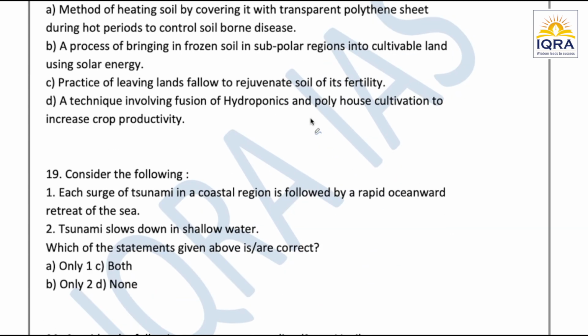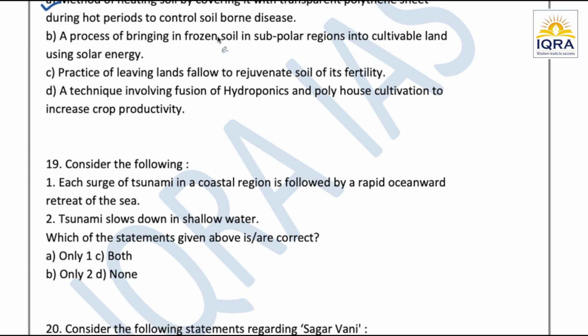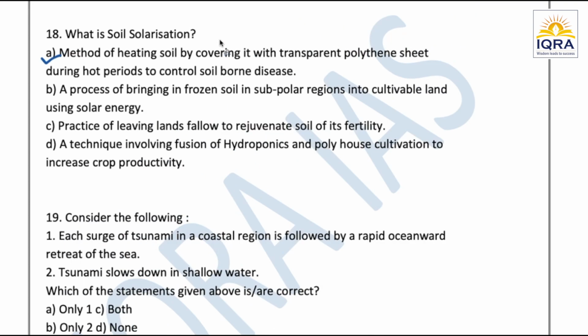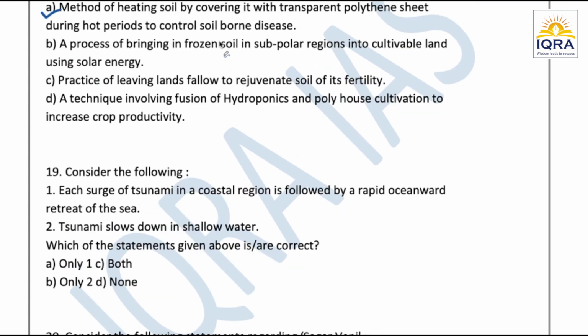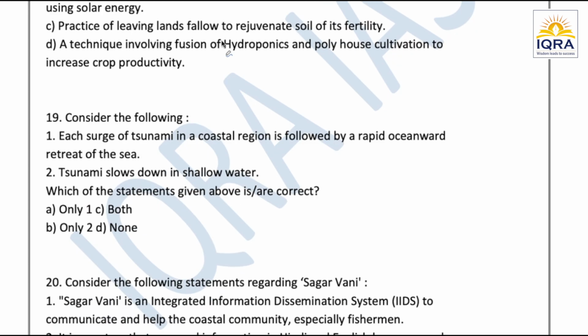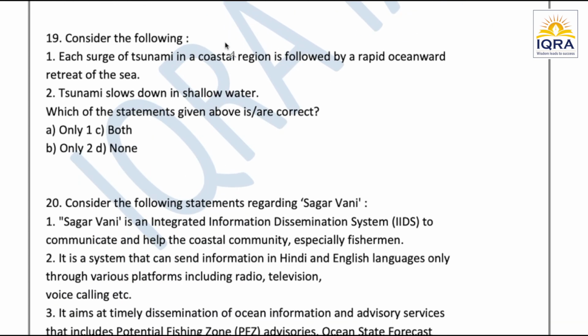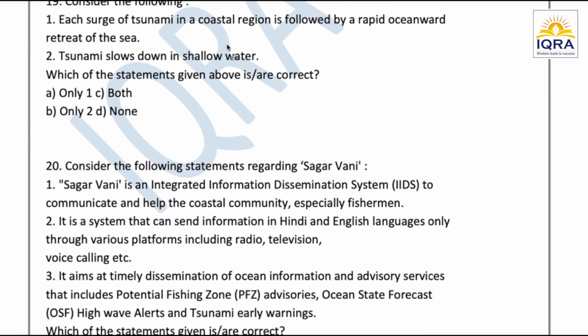What is soil solarization? Soil solarization is a method of heating soil by covering it with a transparent polythene sheet during hot periods to control soil-borne diseases. Right? There's nothing for me to make you understand in this. Okay, these are some factual things which you can just read and memorize. Right? Next question number 19.